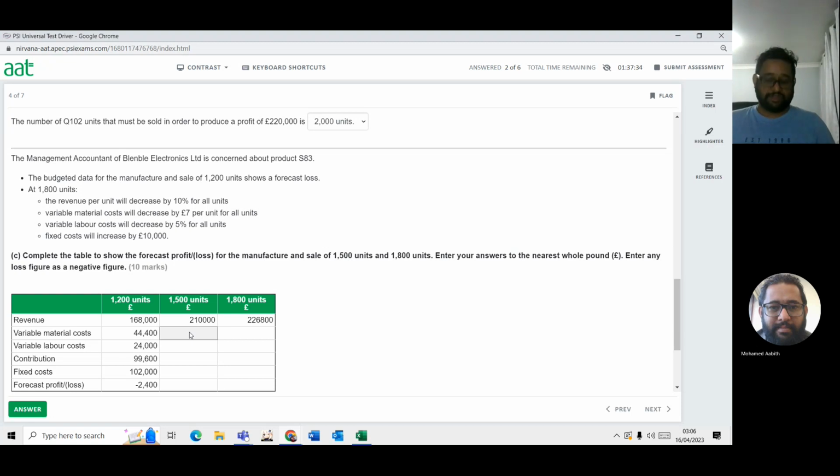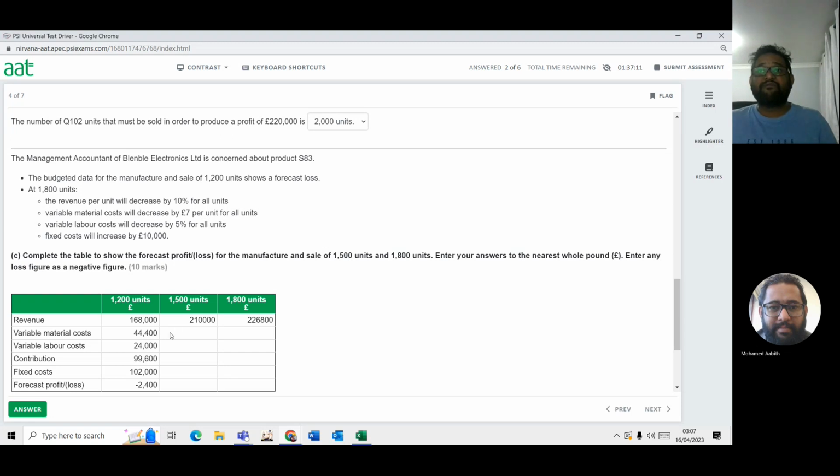44,400 divided by 1,200 gives me a per unit cost of 37 pounds. Remember that value. If it's 37 pounds at 1,500 units, the same at 1,800 units will be 7 pounds less, so it will be 30 pounds per unit. So let's calculate it. 37 multiplied by 1,500.